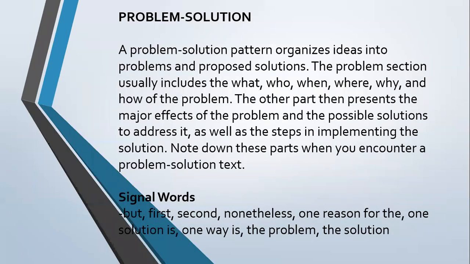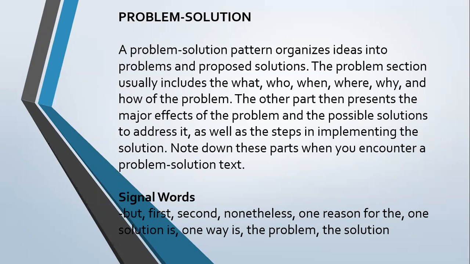Next is problem solution. A problem solution pattern organizes ideas into problems and proposed solutions. The problem section usually includes the what, who, when, where, why, and how of the problem. The other part then presents the major effects of the problem and the possible solutions to address it, as well as the steps in implementing the solution. Note down these parts when you encounter a problem solution text.